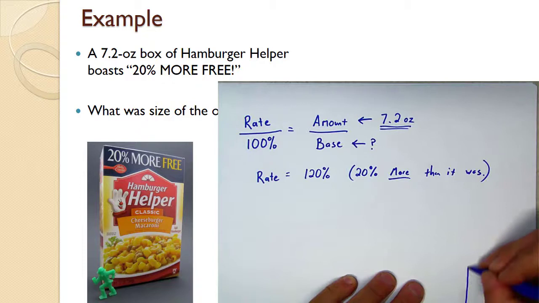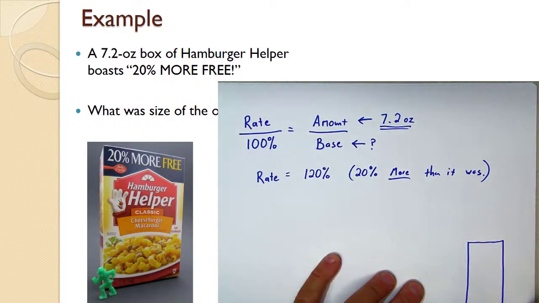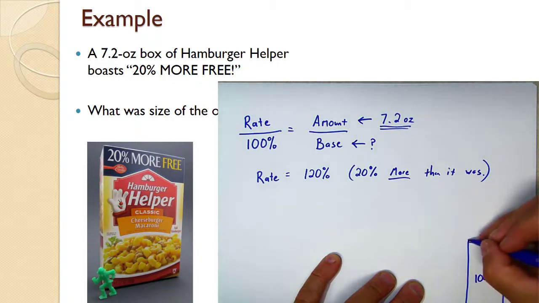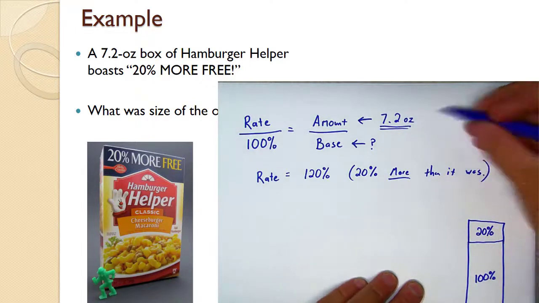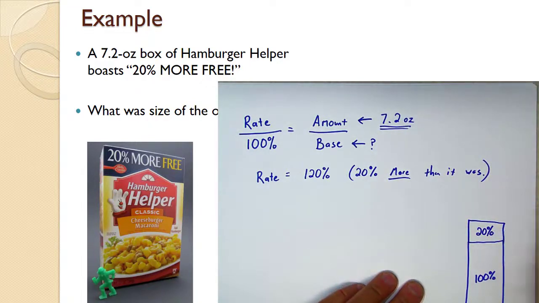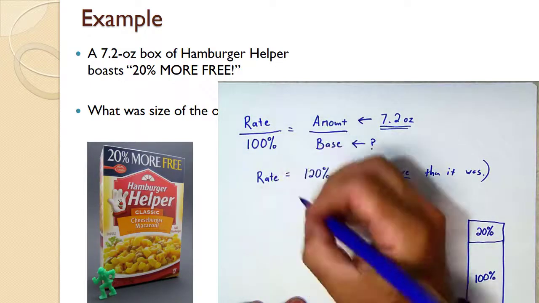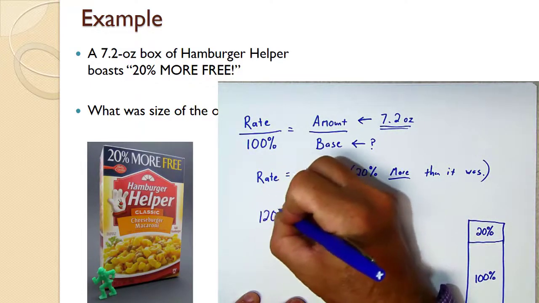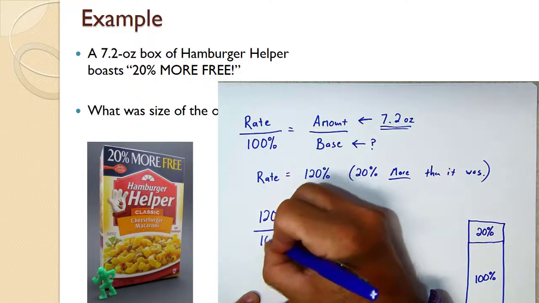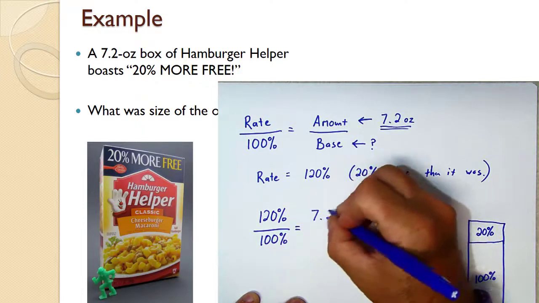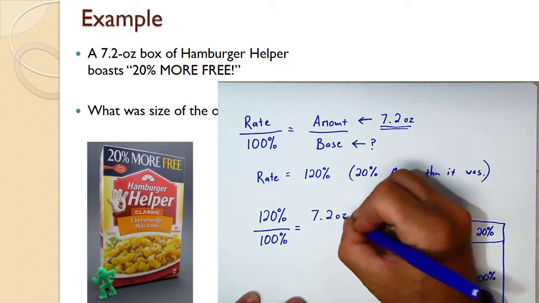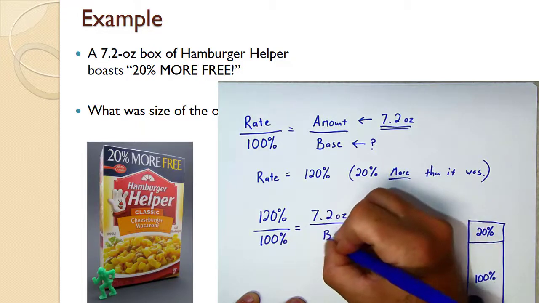Another way to think about that is to say they used to sell this box and we got 100% of a full box. But then they added a little bit more to this box. They added an extra 20%. And so now our 7.2 ounce box is 120% of what it used to be. If we fill those into our proportion, we get 120% over 100%. And that's equal to 7.2 ounces over our base, which we'll call B.